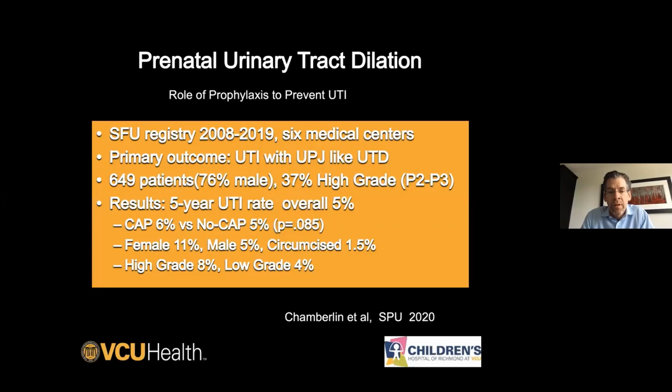This group, the majority are males, which we would predict, and 37% high grade. So again, a little bit lower than what Louis has in his registry alone. The 5-year UTI rate was around 5%. And similarly, we found that prophylaxis really didn't impact the rate of UTI. And again, females had a higher preponderance, and as we all would guess, high grade had a higher percentage than low grade. So again, fairly consistent findings, but the interesting theme here is that prophylaxis may not be providing the benefit.